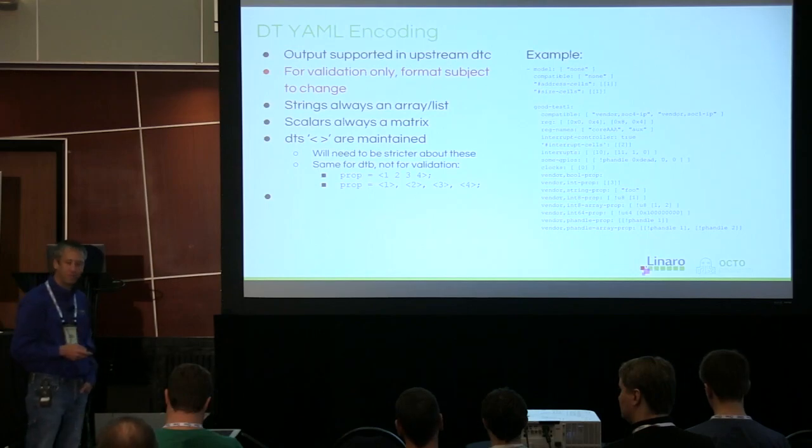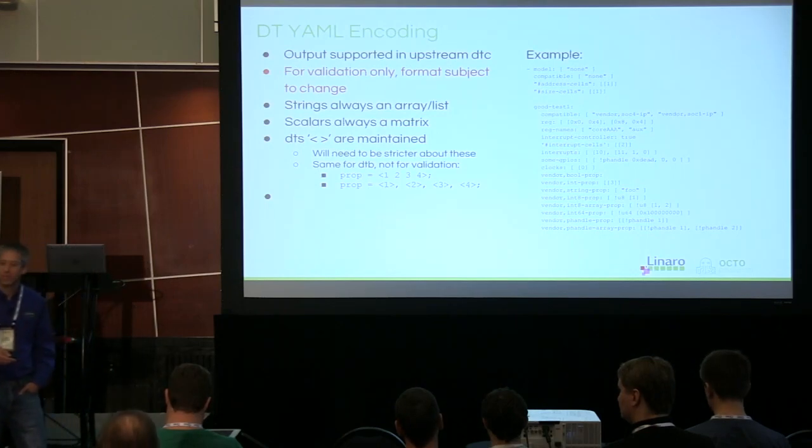Good. It's also why some of the YAML encoding is kind of ugly. For example, interrupt cells being nested into arrays, or strings always being in a list, when sometimes a property just wants a string. There's never going to be a list there, and it would be nice to differentiate between the two. Right, compatible will always be a list, but a model should always be just a string.